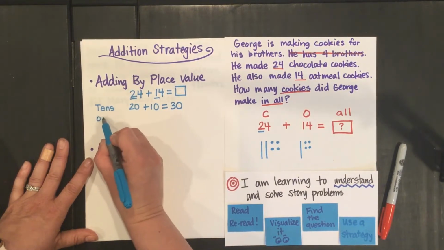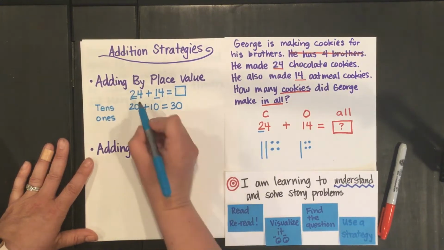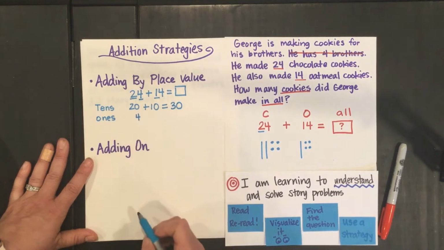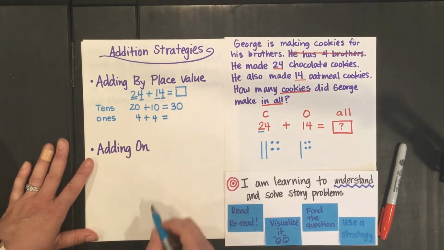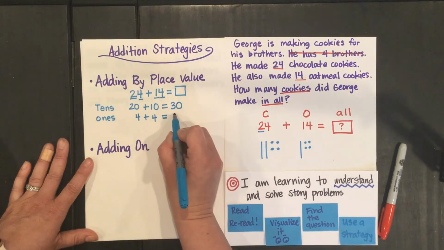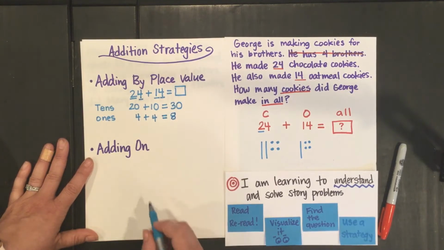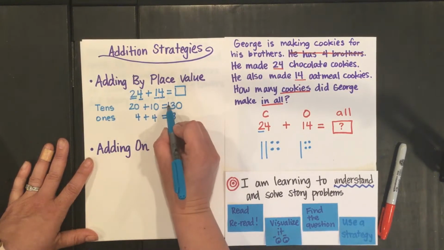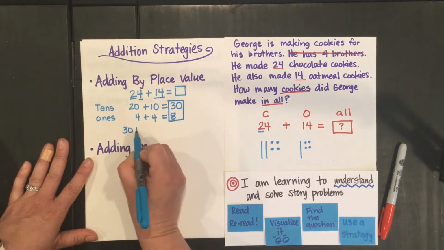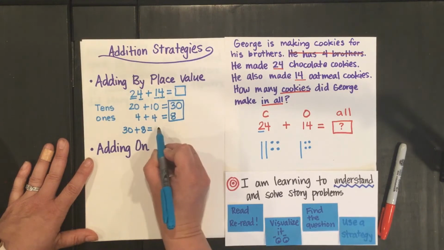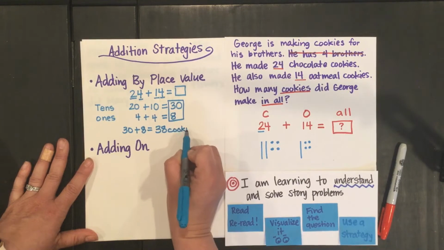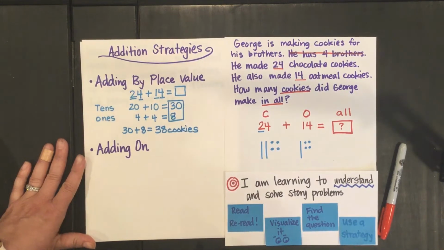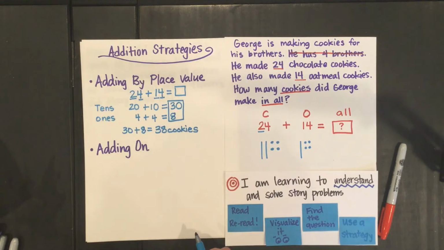And now I'm going to add my ones. When I put the 4 from the 24 with the 4 from the 14, I have a double fact. I know my doubles fact, and 4 plus 4 is 8. And the last step is now I have to put my tens and my ones back together, and that leaves me with a total of 38 cookies. And that is the strategy of adding by place.